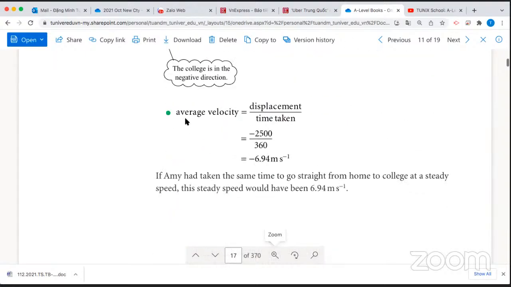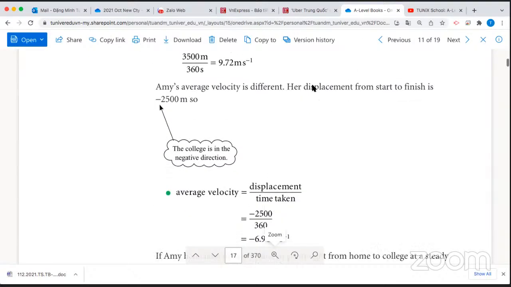And average velocity, look at this one. For average velocity, we care about the displacement. Understand this one? We have two concepts, average speed and average velocity. Velocity involves displacement, and average speed involves distance.